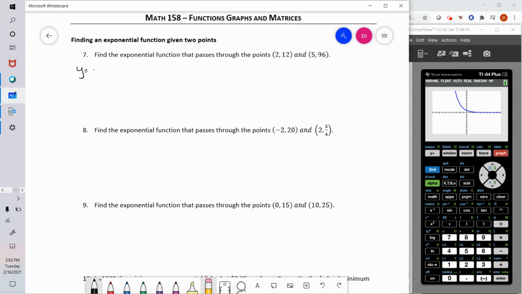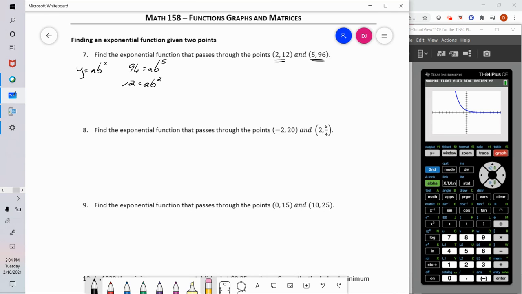Recall that the exponential function looks like y equals a times b to the x. So what I'm going to do is, just like with the equation of a line, take the 2 points, (2, 12) and (5, 96), and substitute them into the equation for x and y. I do like to start with the point that has the larger x value. So the y value is 96, and that equals a times b to the fifth. The other point, (2, 12): y is 12, and that equals a times b squared.